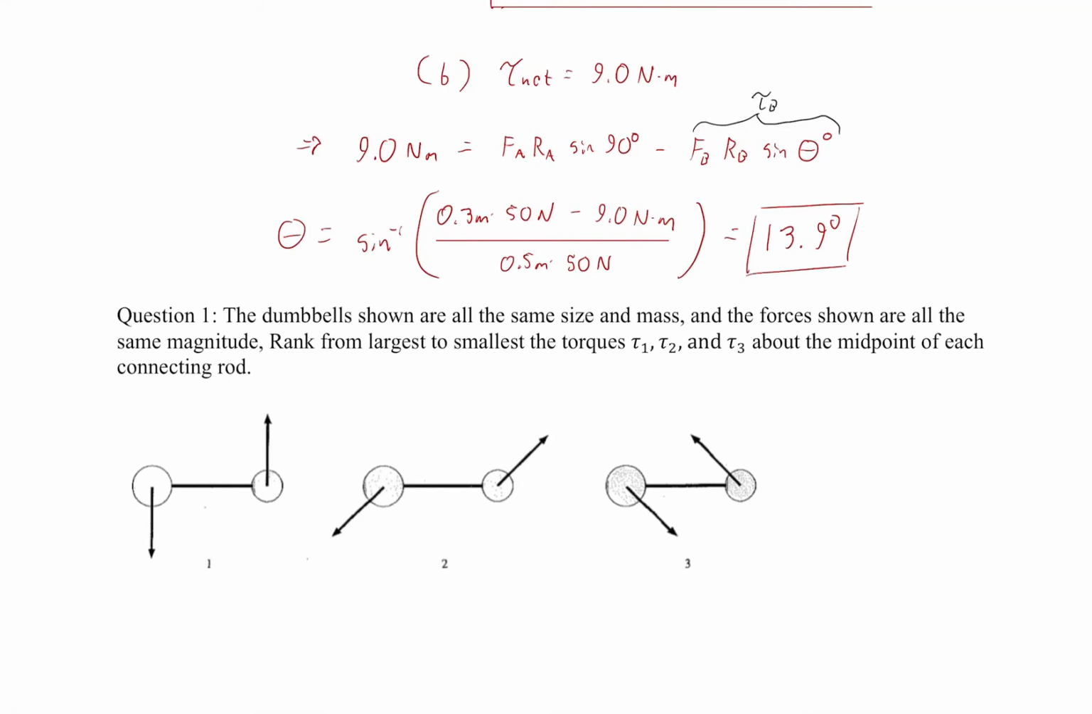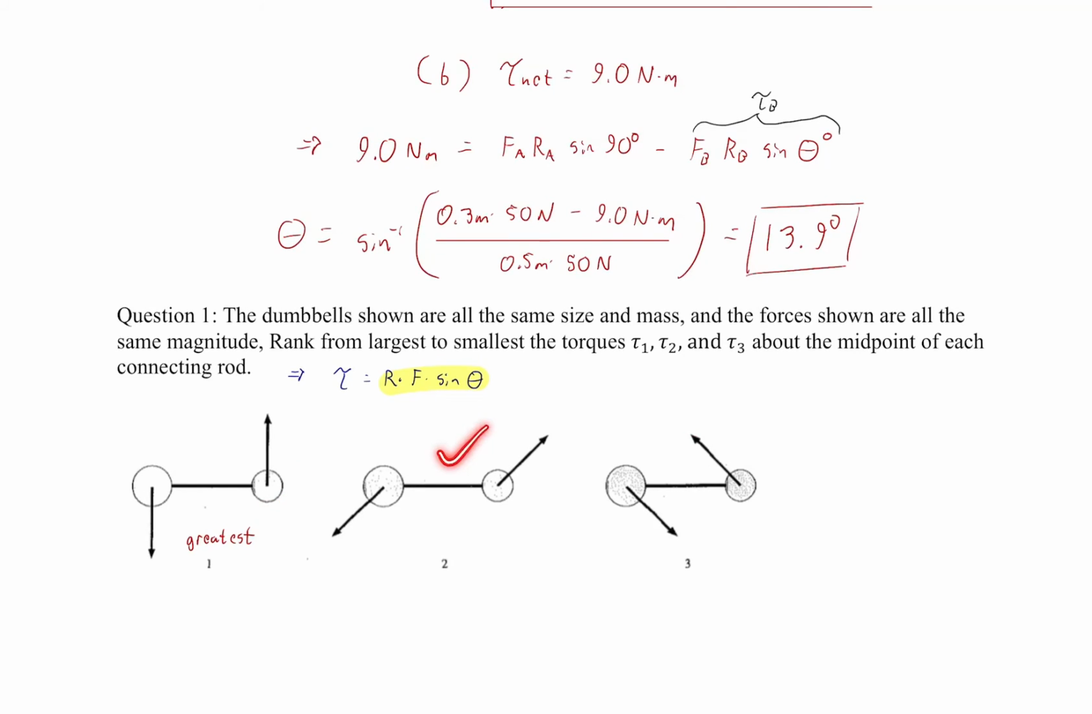The dumbbells shown are all the same size and mass, and the forces shown are all the same magnitude. Rank from largest to smallest the torques, tau 1, tau 2, and tau 3, about the midpoint of each connecting rod. This is our pivot point in each case. Let's consider what's going on. We use our definition of torque: radius times force times sine of the angle between the two. This one is definitely the greatest, because all the forces are at 90 degrees, and sine of 90 degrees is 1. That's our maximum case.